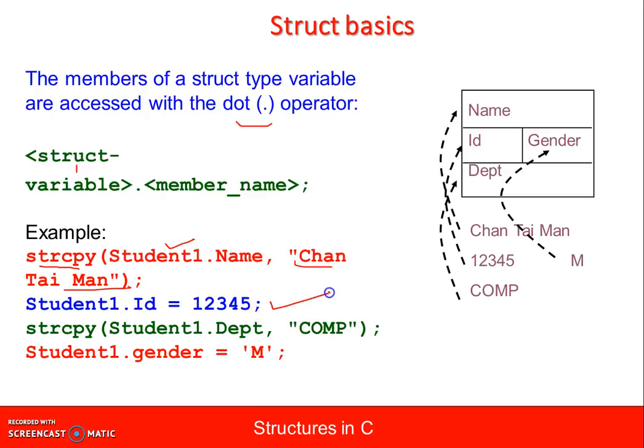In the second statement, we are storing the ID 12345 into the ID member of the student1 variable. And in the third statement, we are storing computer as the name of the department in student1.department, and M as male in student1.gender. So in this way, these values will be stored at those particular locations.